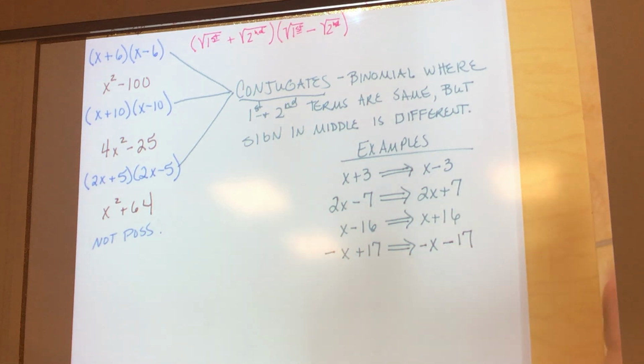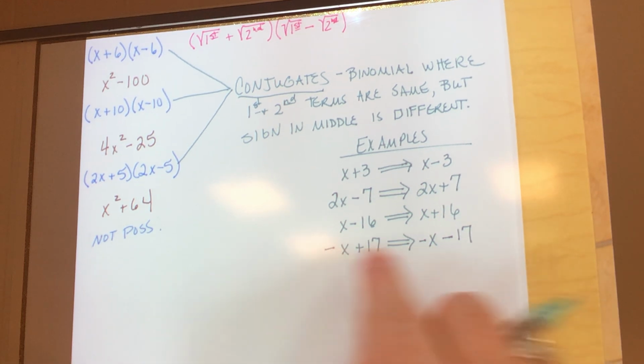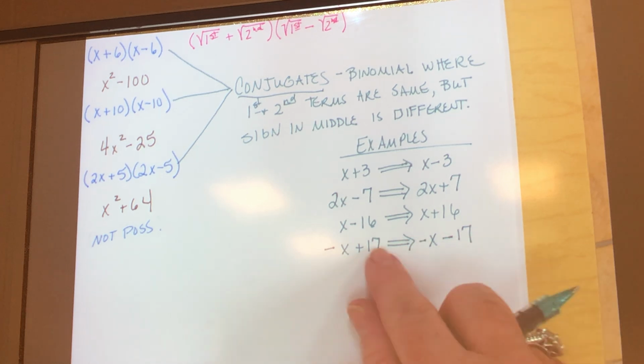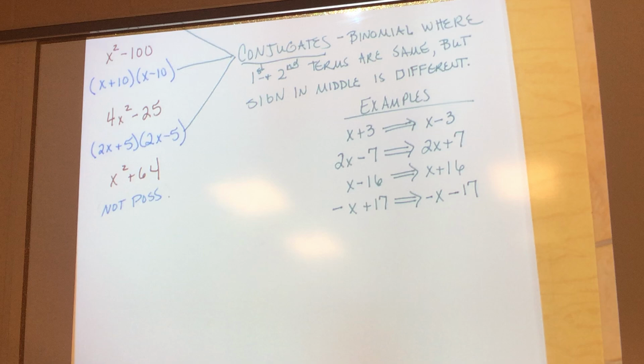So what's tricky about that? What's the common mistake that kids make? Change the X to positive. Yeah, they want to change this X to a positive X, and it doesn't change. The first stays the same, and the last is the same. You're just going to change the sign in the middle. Okay? All right, good job.